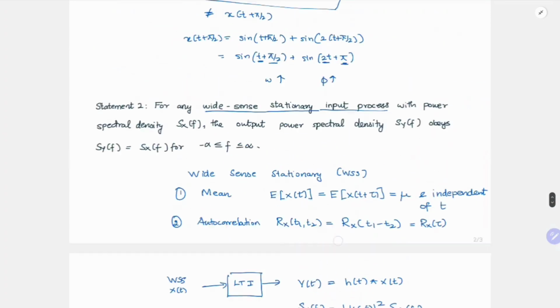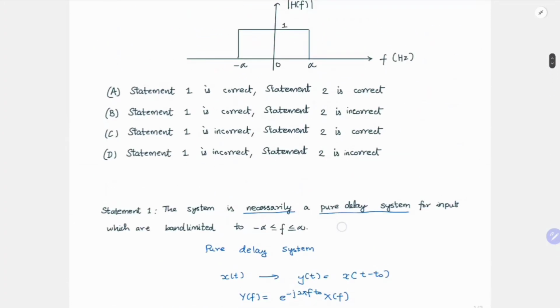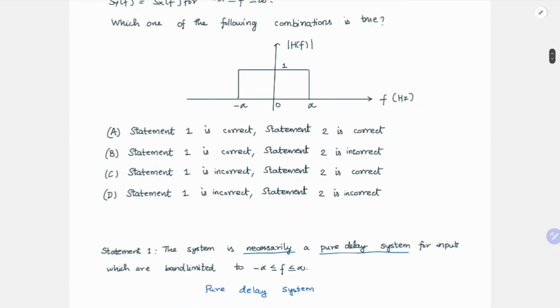So we got that statement 1 is incorrect and statement 2 is correct. So the correct option is option C.